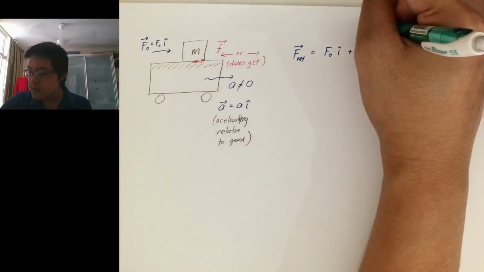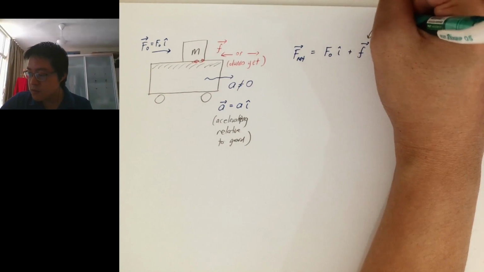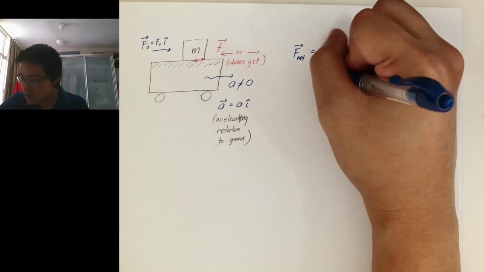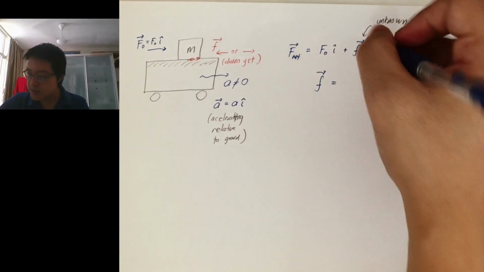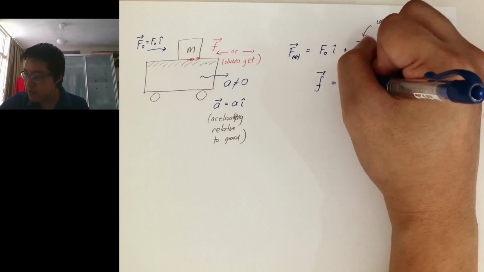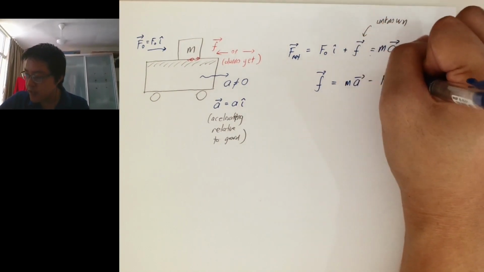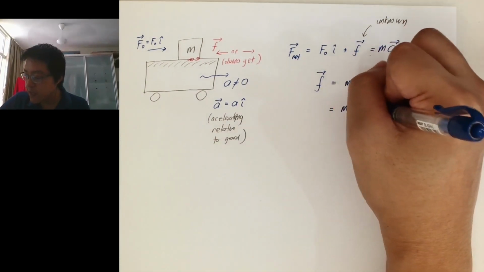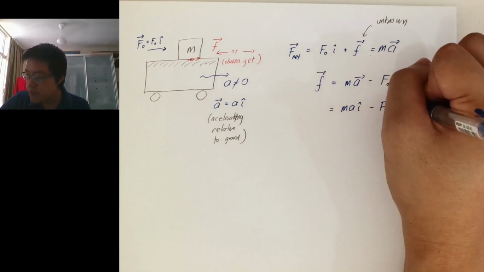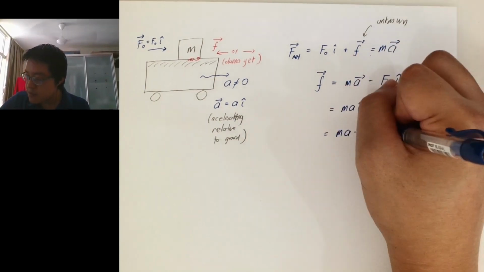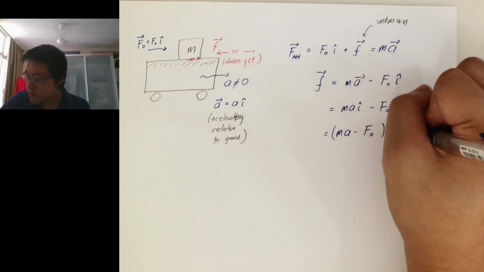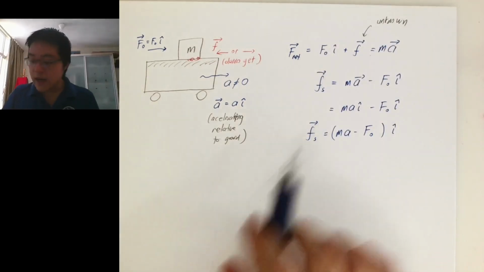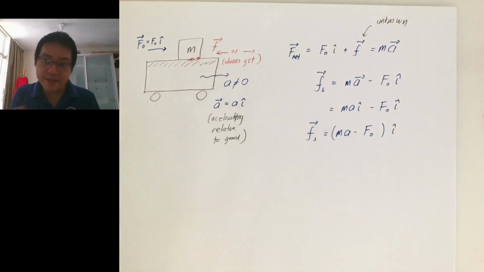Okay, and at this stage this is unknown. But even though this is unknown, we have this equation, so we can solve it. Bring this over, so I got MA minus F naught I. In fact, A is in the I direction, right? So I got MA I unit vector and then F I unit vector. So I got MA minus F0. Everything is in the I direction. Okay, so I have my formula for the static friction in this case.